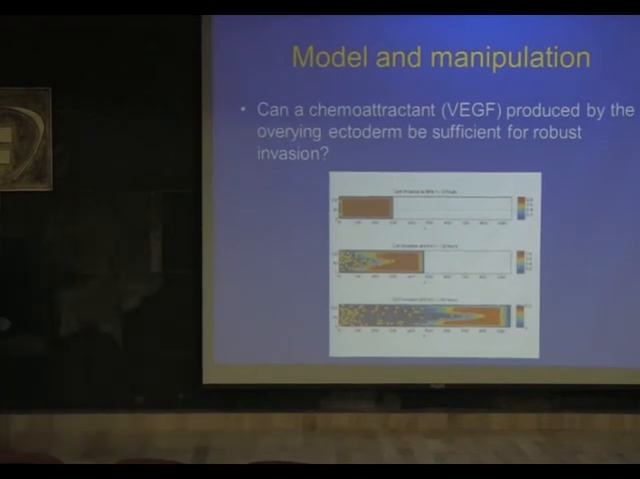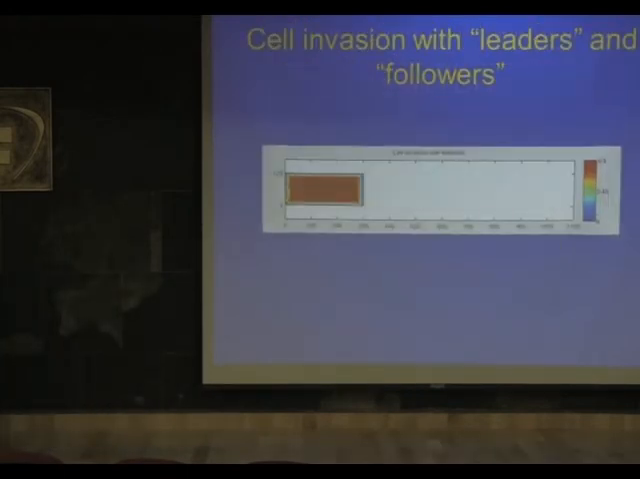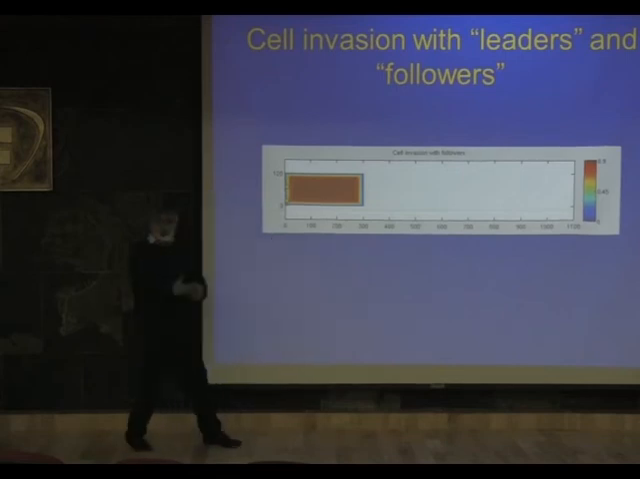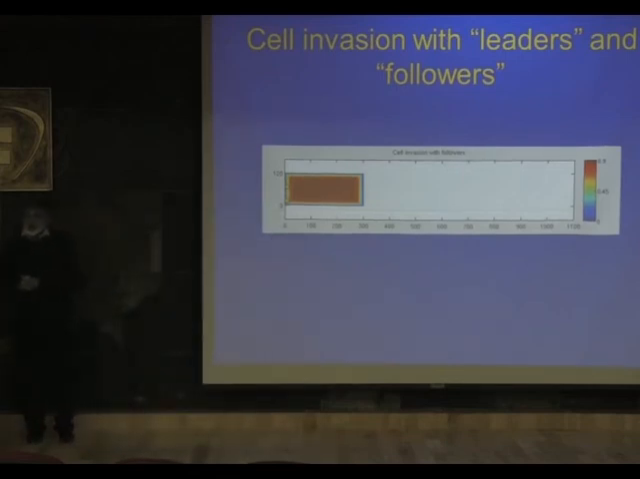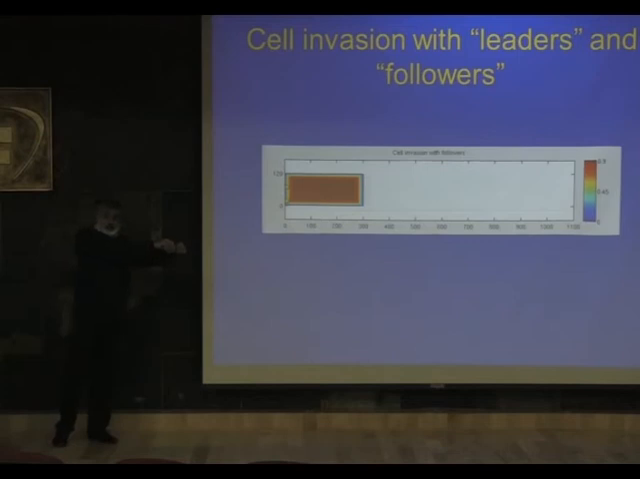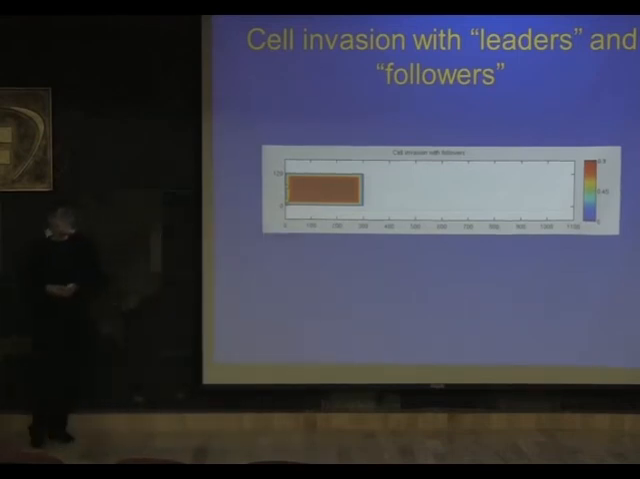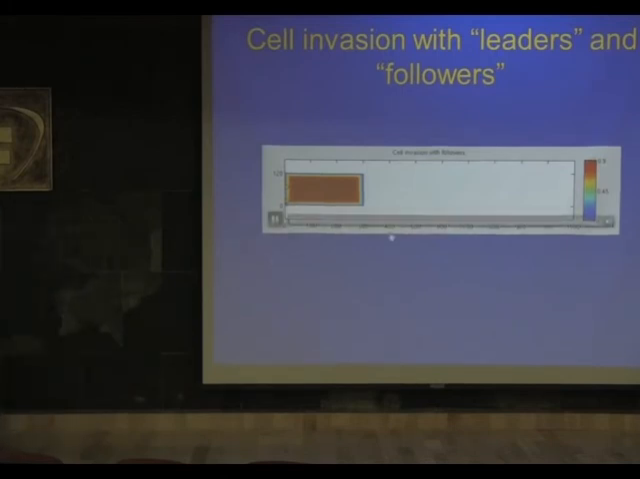So then we came up with a new model where we said that cells at the front respond to the gradient of chemoattractant, but cells at the back, they just grab hold of the cells at the front and follow along. And now let's see if that works. So it'll start the same as before.